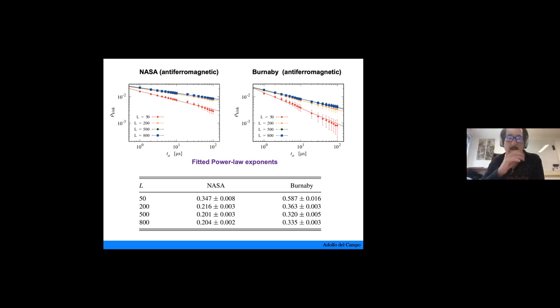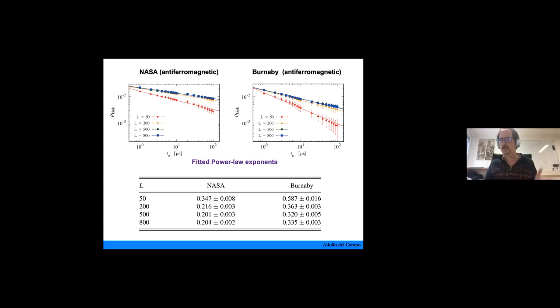Again, let's forget about the case of L equal 50. Let's just look at the others. In the NASA machine, we have something like 0.2, and in the Burnaby machine, we have something like 0.3, 0.4. Remember that in the isolated transverse field model, the prediction was the square root. So that's an exponent of 1/2, which is essentially inconsistent with any of these data.